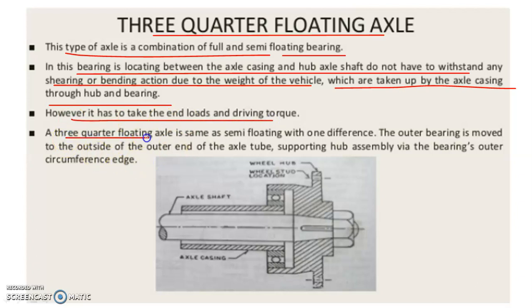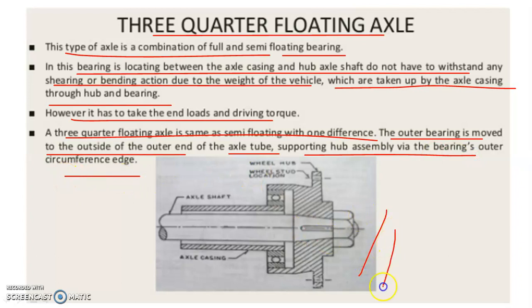A three-quarter floating axle is the same as a semi-floating with one difference. The outer bearing is moved to the outside of the outer end of the axle tube, supporting the hub assembly via the bearing's outer circumference edge. So this is a sketch of a three-quarter floating axle.